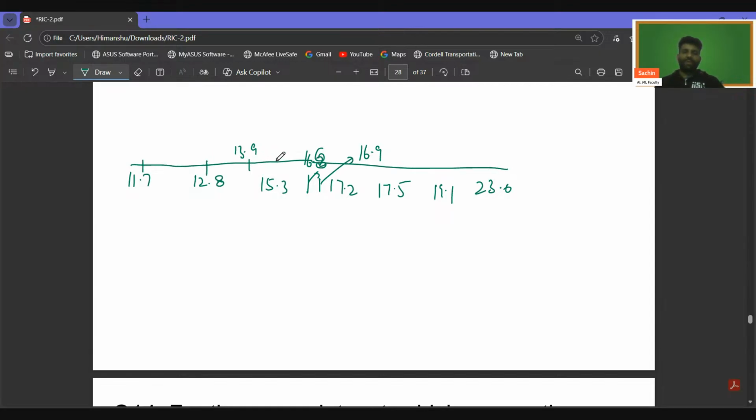We have this data point, we have 16.9 here, we have a 17.2 here, we have 17.5 here, 19.1, 23.6. Okay, so let me just write 16.8 over here, 16.9 over here, and 17.2 we are already having. So let me just erase this part so that we do not get confused. Okay, so overall we are having these data points.